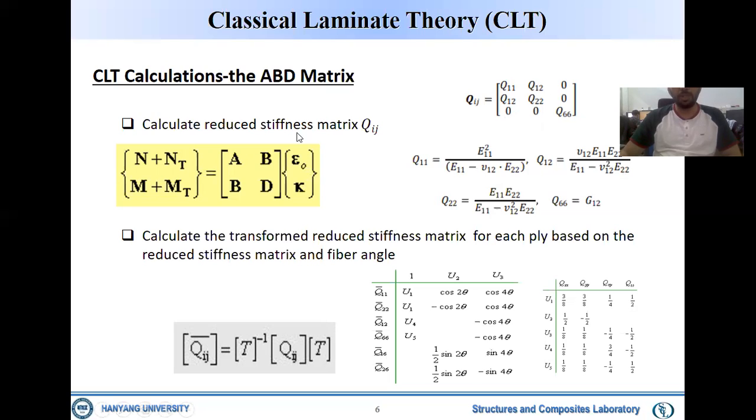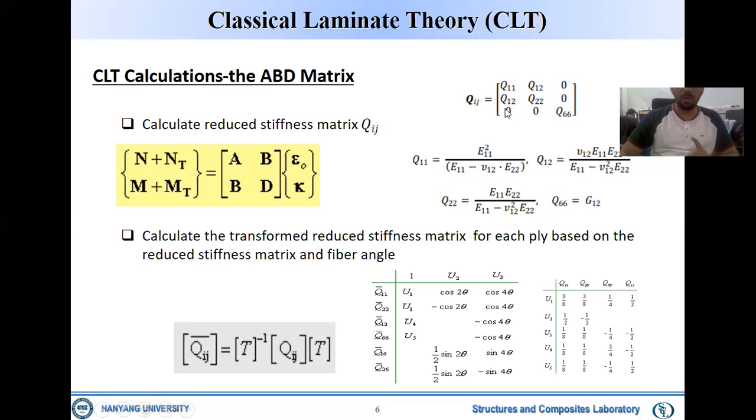First we need to determine the Qij, that is the reduced stiffness matrix for each material used in the laminate. If a laminate uses only one composite material, there will be only one stiffness matrix. The stiffness matrix describes the elastic behavior of the ply in in-plane loading, and this is the formula for the reduced stiffness matrix. All the terms, Q11 and Q12, can be determined using these formulas.